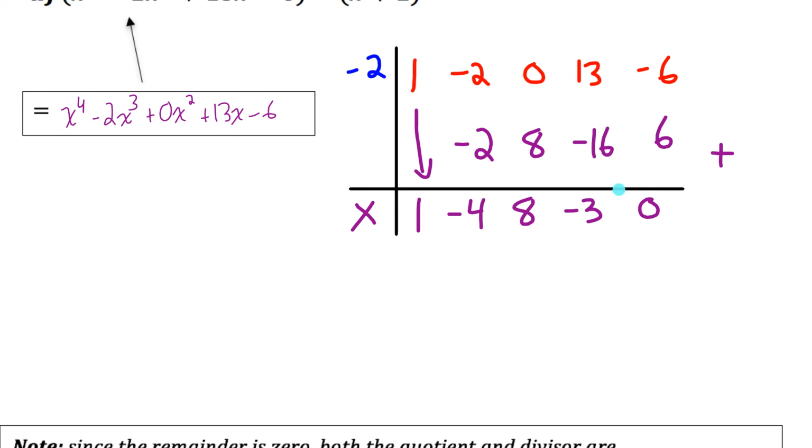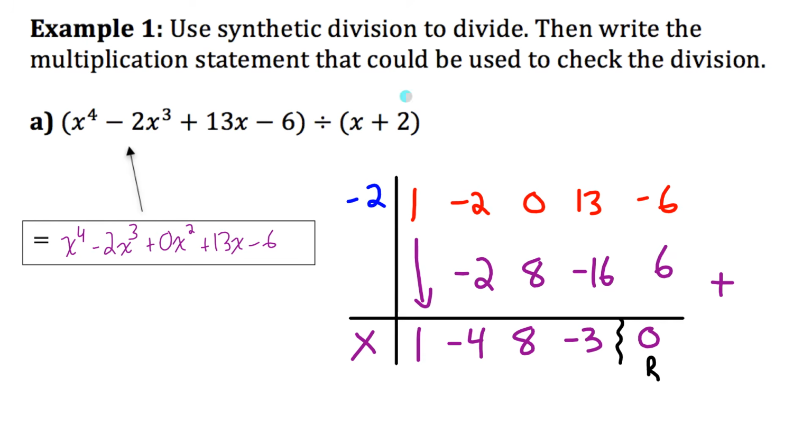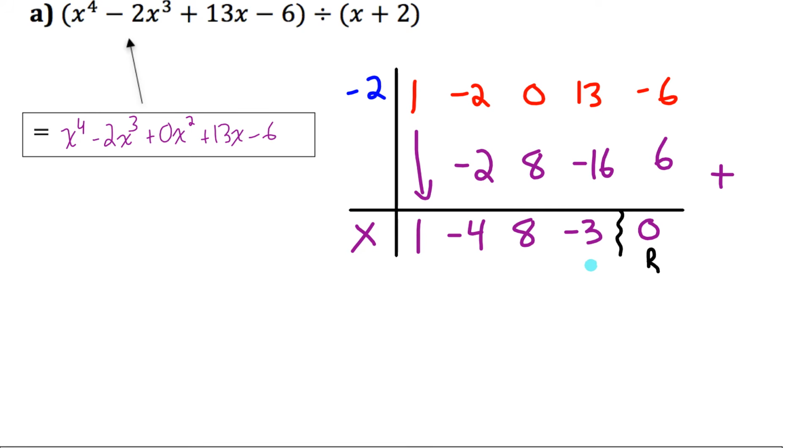And let's remember what these numbers represent. The number on the right is always the remainder. So hey, there is no remainder. That means x plus 2 divides evenly into this degree 4 polynomial. And then these numbers are the coefficients of the terms in the quotient. So we always go from right to left. It goes in increasing order of degree. So this would be our x to the 0 coefficient. This would be our x to the 1 coefficient, our x squared coefficient, and our x cubed coefficient.